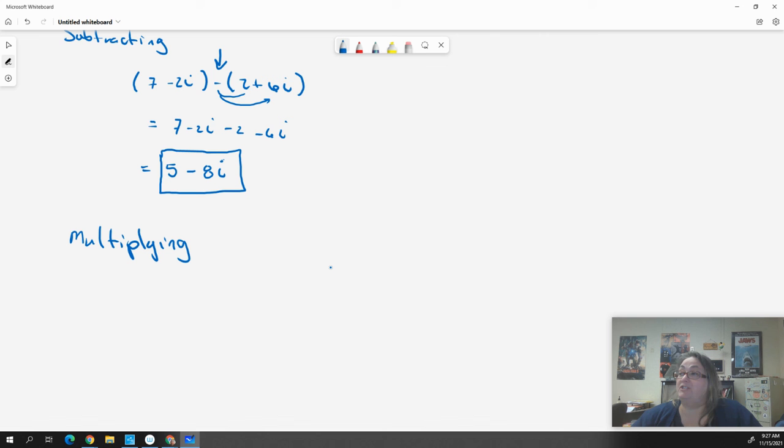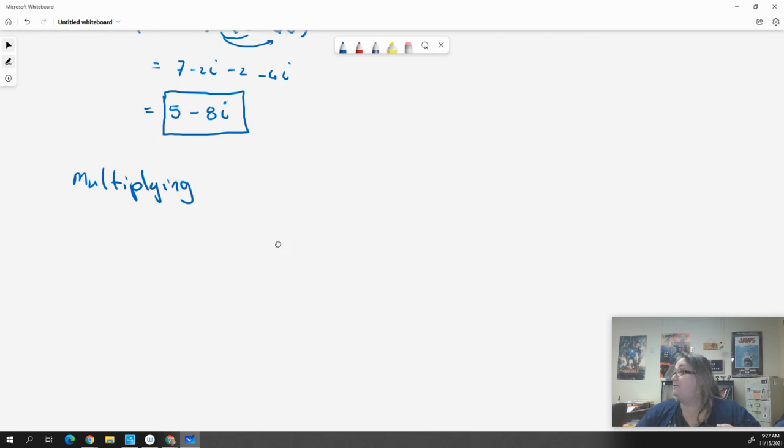Because this is where things change for us. Everything else is just like when we're adding or subtracting anything with a variable, right? The only difference is we write the real portion first, right? We have to write it in that term. Here you really need to remember that i squared equals -1.